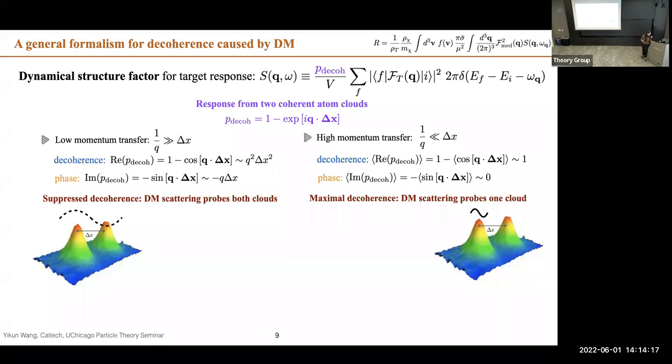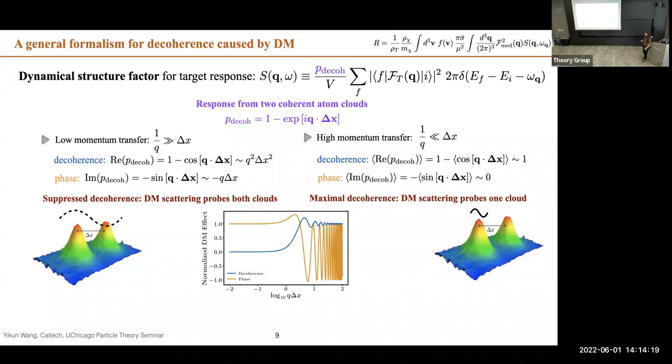So we can do some simple mathematical calculation of these P factors. We want to integrate over this angle here. And this is how my P decoherence depends on the Q and the delta x. You can see the behavior here actually agrees with this simple analytical analysis.